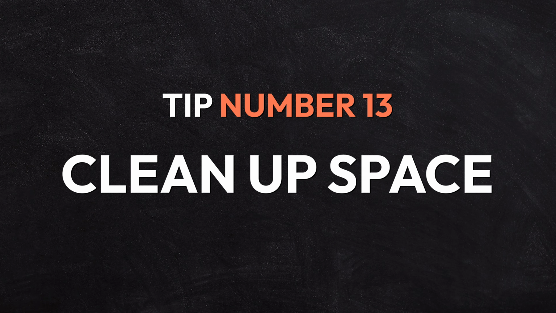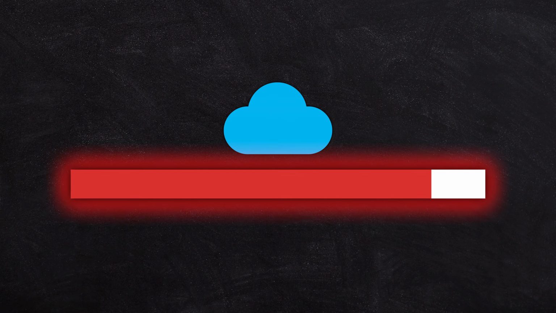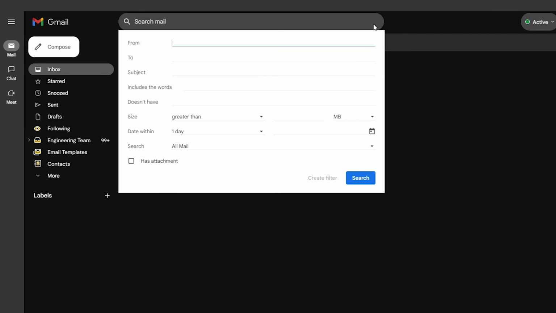Tip number 13, clean up space. The best way to deal with running out of space in your Google account is to search for and delete large emails. Click the down arrow in the search bar, set a size parameter, and get rid of unnecessary large emails. This will free up valuable storage space.